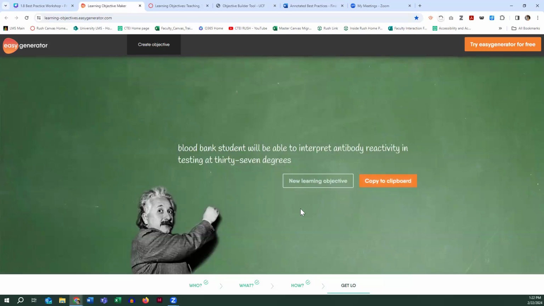So is that all that there is to it though? It's a good place to start. It may not be what you're after, but at least it walks you through the steps. We have a blood bank student. You might qualify that by saying a first year, second year, whatever. Again, this might not be something you're going to put in your course because the audience is implied. But you may say they'll be able to interpret antibody reactivity in testing at 37 degrees.